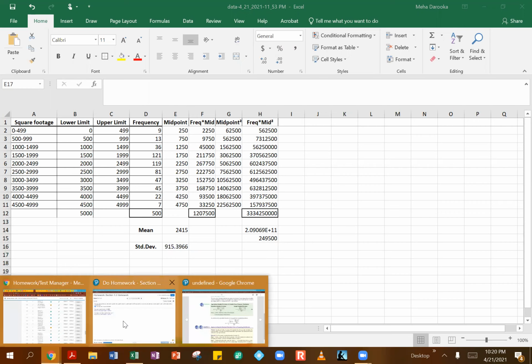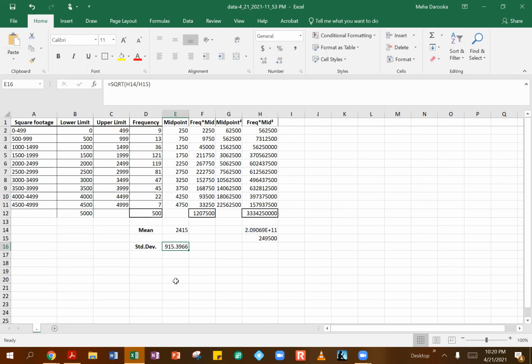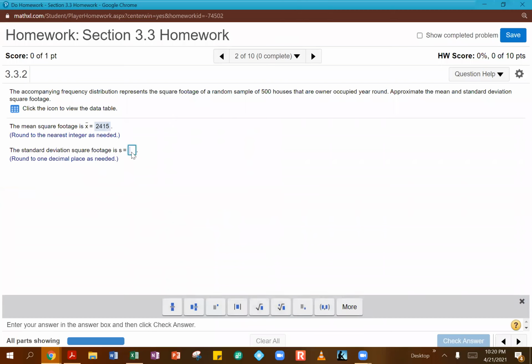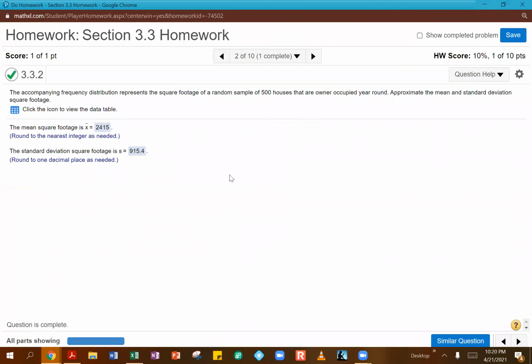915.3966. And let's take a look at our rounding rules here. So they wanted to round it to 1 decimal place. So 1 decimal place, this number will become 915.4. And this is what we end up coming up with.